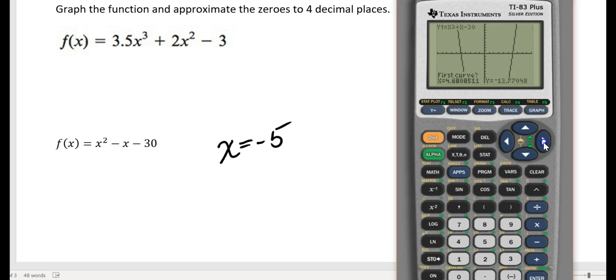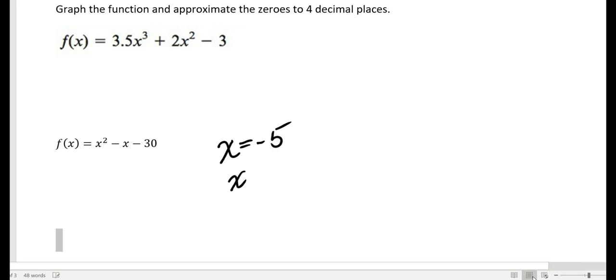Notice my little spider is moving. It's giving me the coordinates of where he's at. He's coming up. There he is. Okay, so anywhere near the 0, and then I hit enter 3 times again. 1, 2, 3. And it says my other 0 is at x is equal to 6. So that's how you find it when you have multiple zeros.